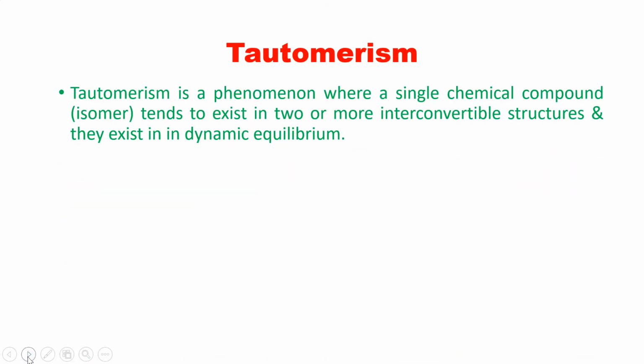In case of structural isomerism, there are 5 kinds of structural isomers, and out of that one is tautomerism. Firstly, understand what isomerism is. Any molecule which has the same molecular formula but a different structure is said to show structural isomerism.